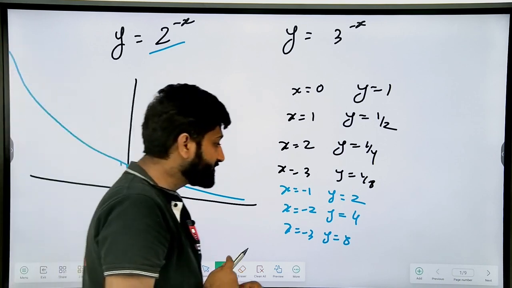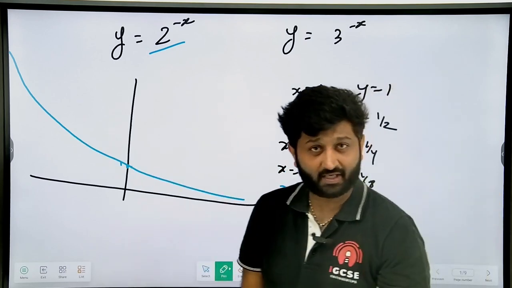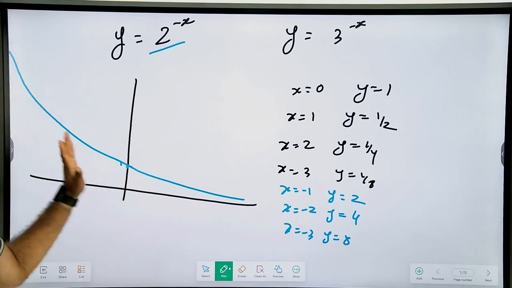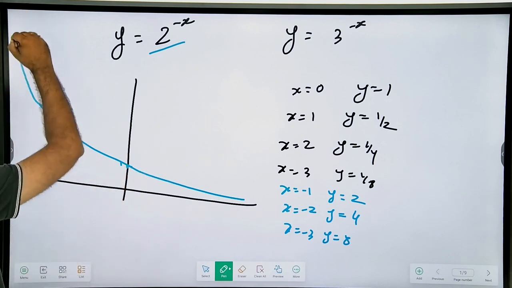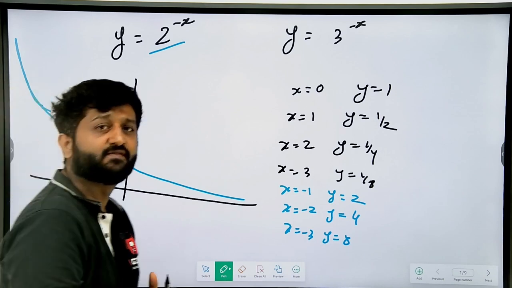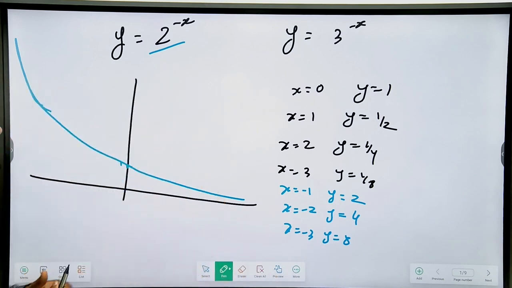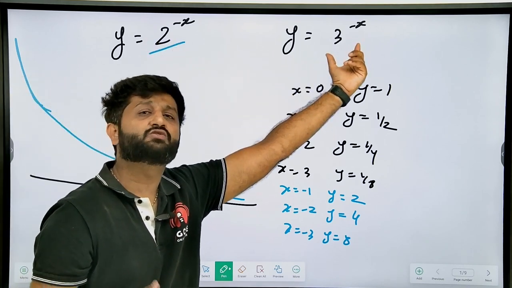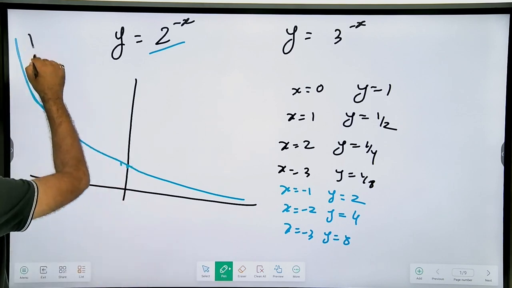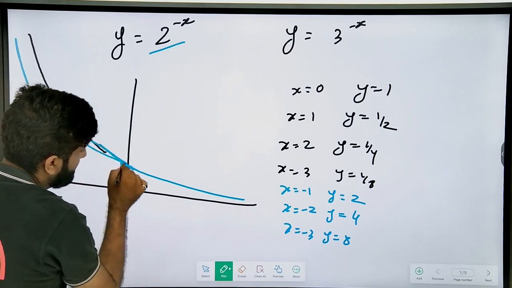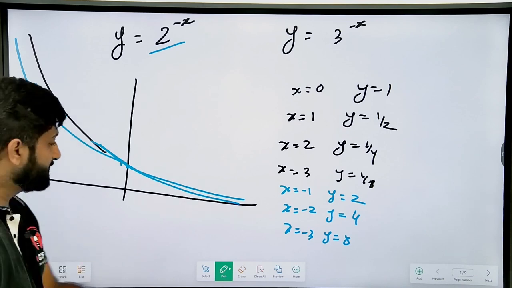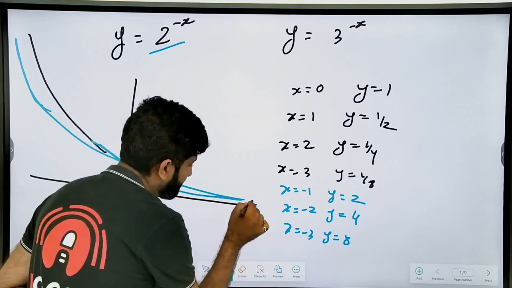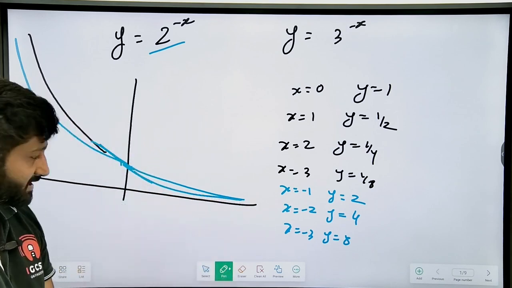This is the opposite graph of the previous one. You do need to remember the shape. The graph is going to go towards infinity. This is your decreasing exponential curve. Same will be the case for 3 raised to minus x, but it would be a bit steeper than the previous graph. Also, this graph is not supposed to touch the x-axis.